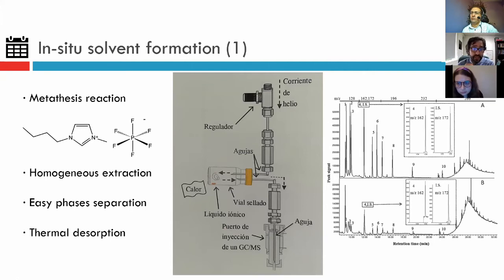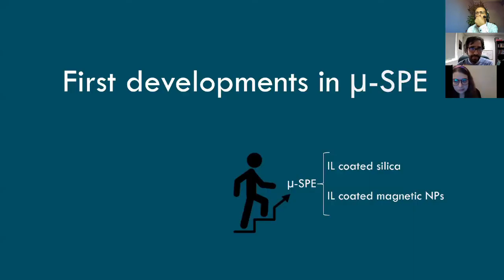In this case, the non-volatility of the ionic liquid is essential as well, because we are not going to get any signal from the solvent in our chromatograms. And here you can see, for example, 2 chromatograms obtained for analysis of chlorophenols at different concentration levels. Okay, so it is possible to do this approach very easily.